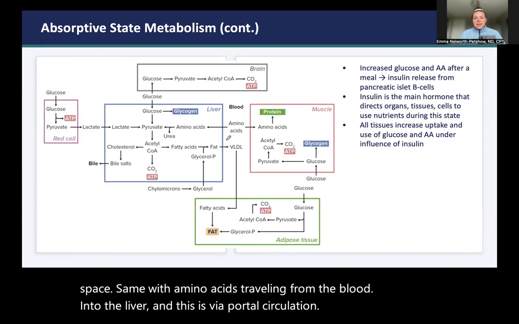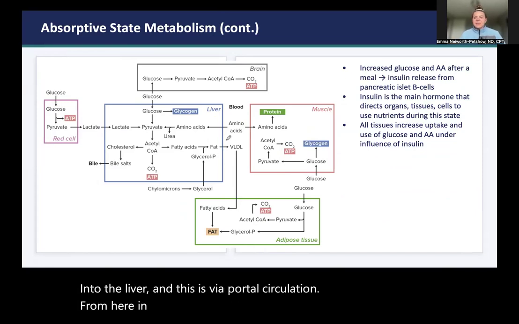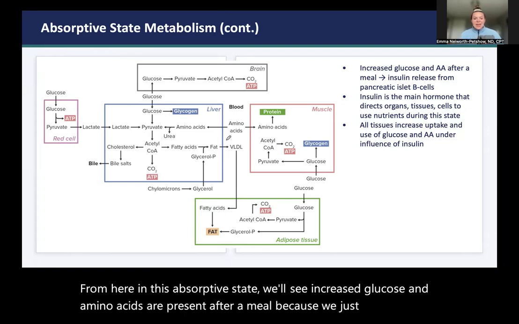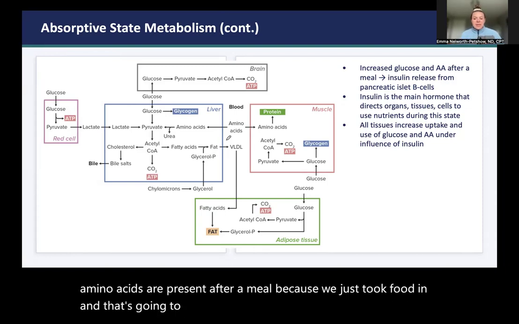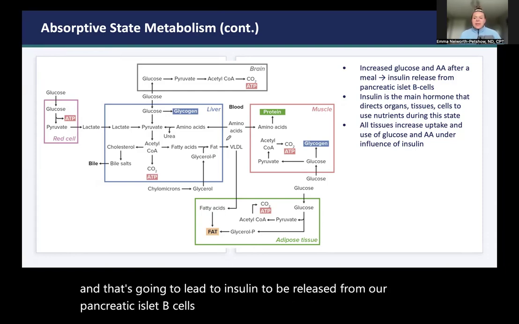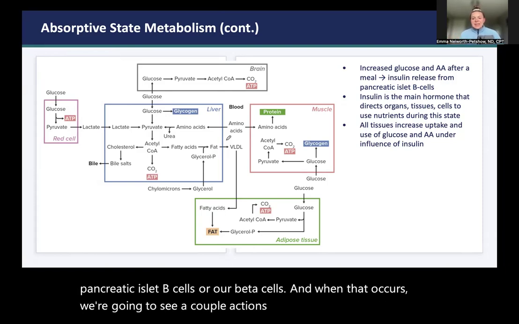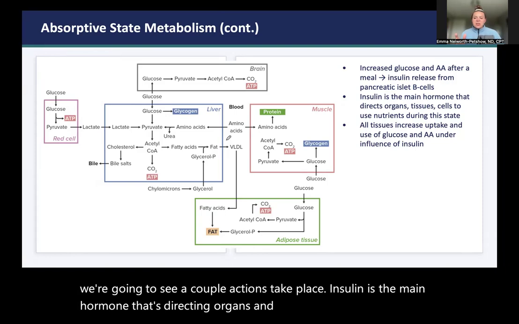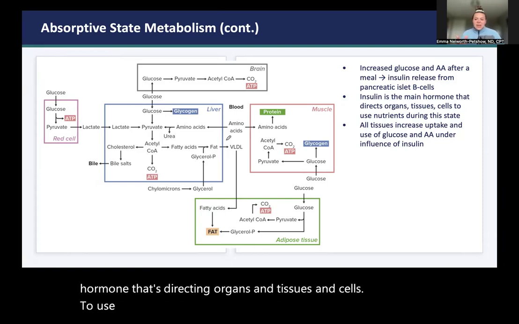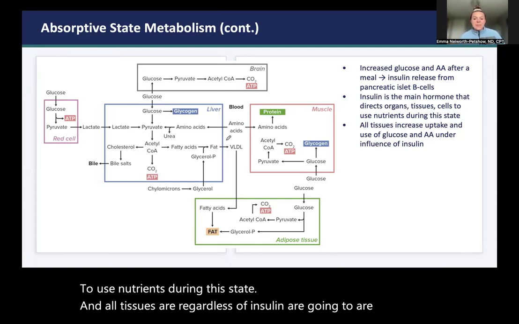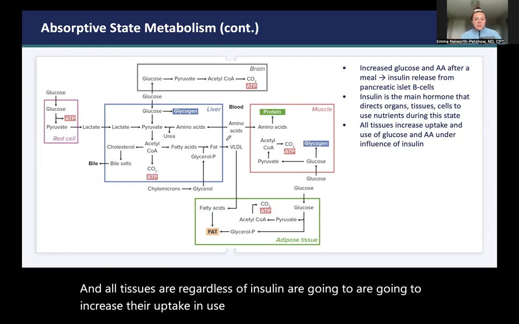From here, in this absorptive state, we'll see increased glucose and amino acids present after a meal because we just took food in. And that's going to lead to insulin being released from our pancreatic islet B cells, or our beta cells. When that occurs, we're going to see a couple of actions take place. Insulin is the main hormone directing organs, tissues, and cells to use nutrients during this state. And all tissues are going to increase their uptake and use of glucose and amino acids under the influence of insulin.